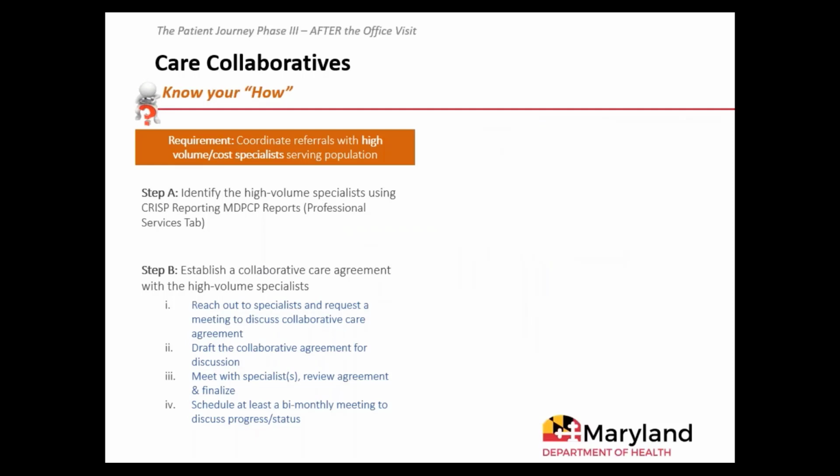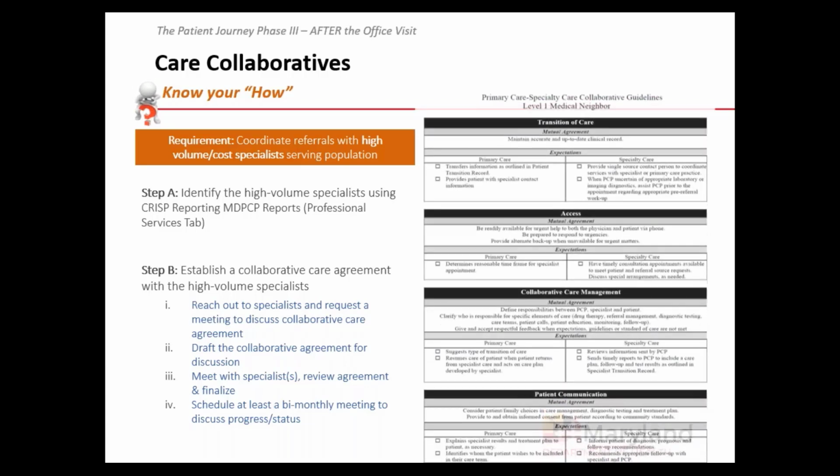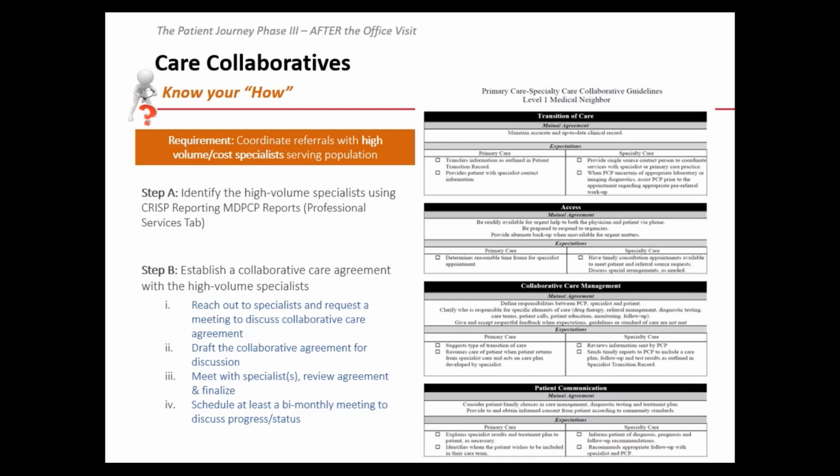So your care collaborative is an agreement between providers on patient care delivery. And this does not have to be a formal agreement, with lines signed on the bottom, but it should be an agreement that there will be a collaborative effort between both providers to support the patient. Here is an example of what a collaborative agreement looks like.